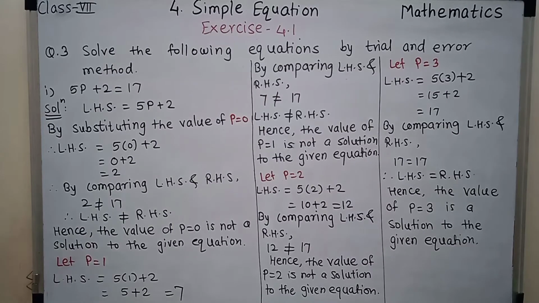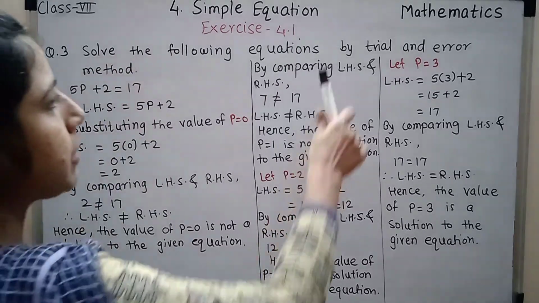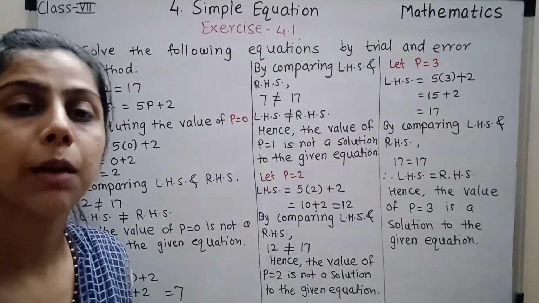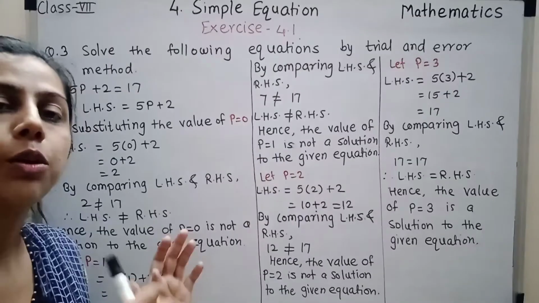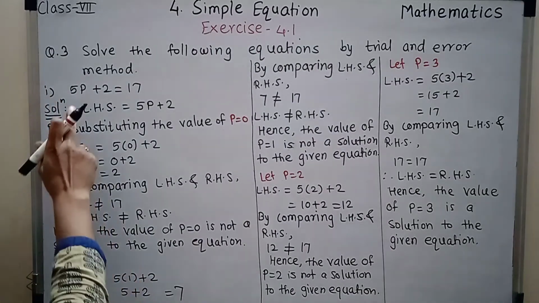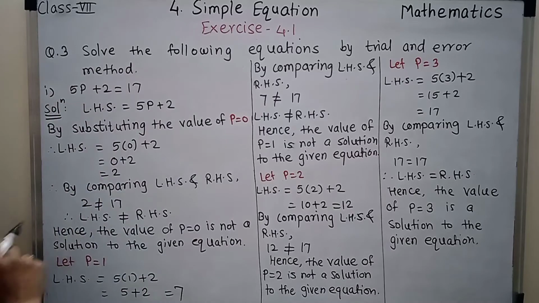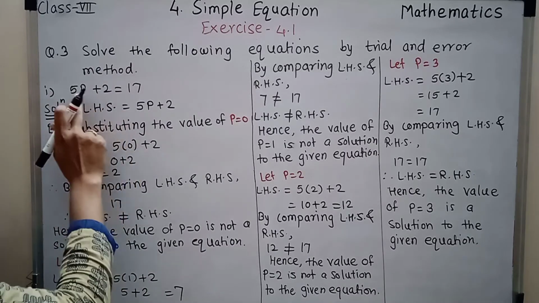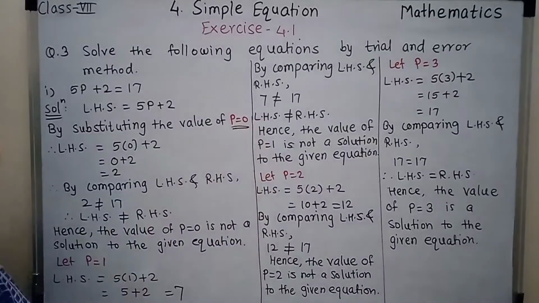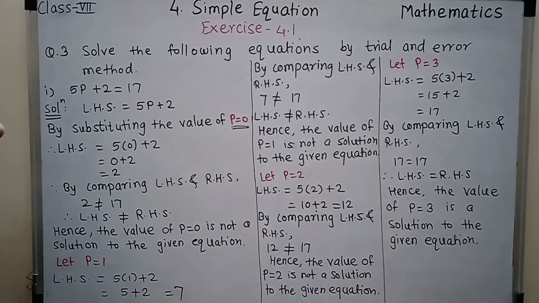Next question number 3 is: solve the following equation by trial and error method. What is meant by trial and error method? It means you have to choose one value at a time and check whether it is a solution or not. So the first is 5b plus 2 equal to 17. So LHS is 5b plus 2. We'll just try starting with 0, 1, 2, 3 and so on.